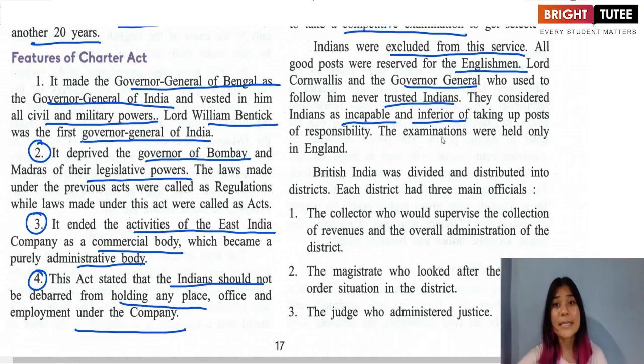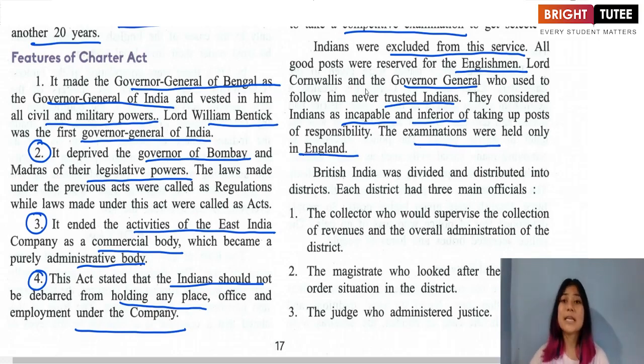And the examinations were held only in England. So obviously the Indians could not pay a lot of money to travel all the way from India to England and sit for the exams. So Indians in no way could sit for the exams or become civil servants in the beginning.